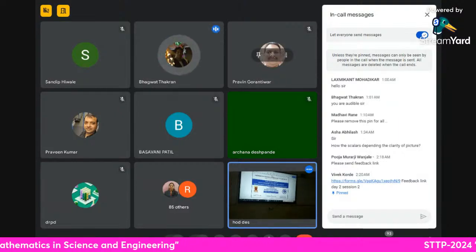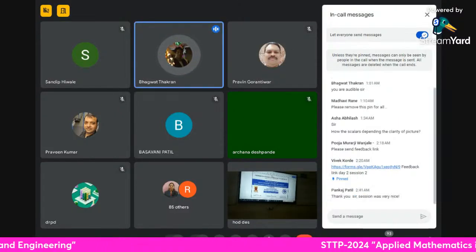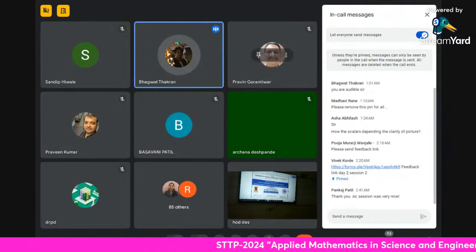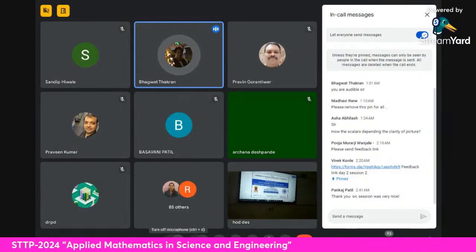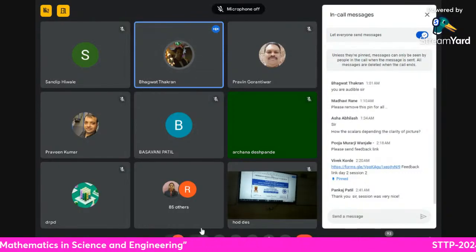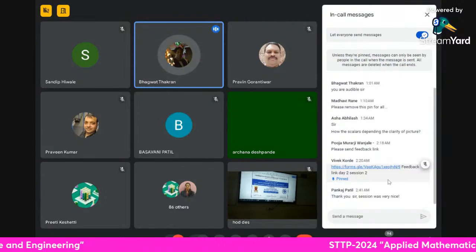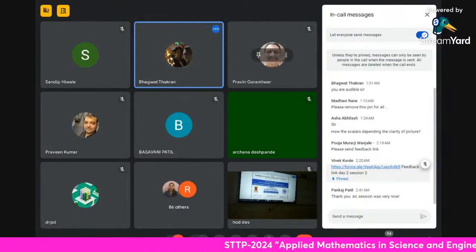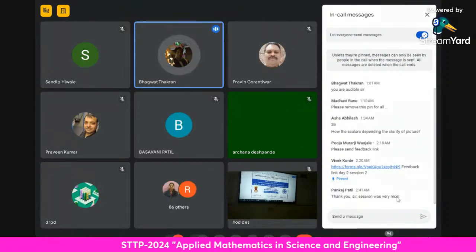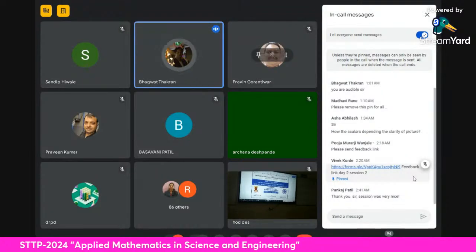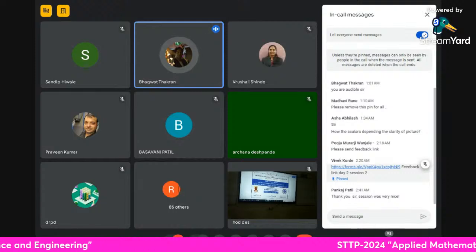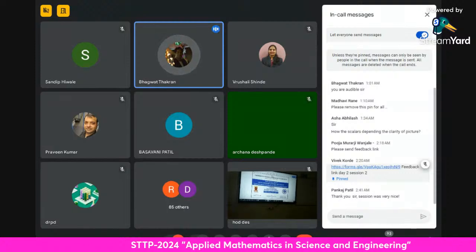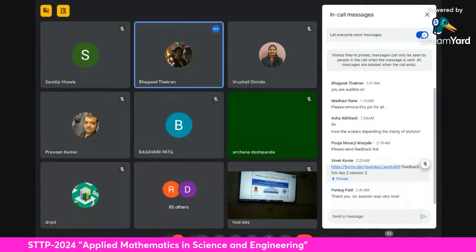Okay, how the scale depends on the clarity of the picture. See, it all depends on the moment we take a matrix, and we know in image processing, a matrix is not just a small matrix which we have studied, 2 by 2 or 3 by 3. If we take a picture of high resolution, say 1080p, then the matrix will be of n by m order, where the values of n and m can be in lakhs. The values are not small.